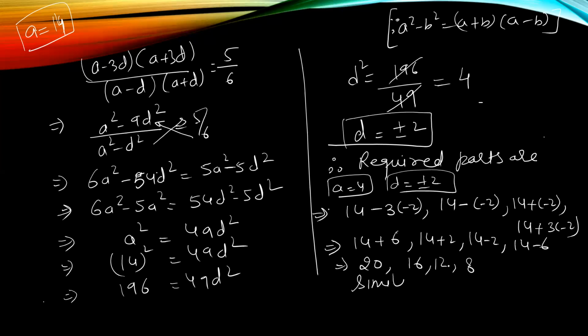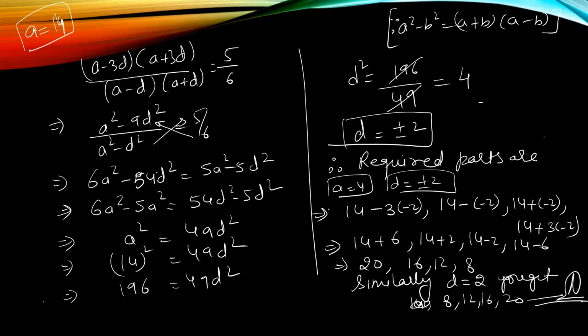Similarly, when you put d is equal to 2, you get 14 minus 6, that is 8, then 12, then 16, and then 20. So this is how you'll have to solve, and this is the required solution.